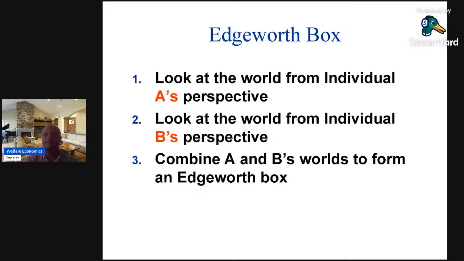The first one is looking at the world from individual A's perspective. The second is looking at the world from individual B's perspective. Now combine A and B's worlds to form the Edgeworth box. Edge words kana uumuuf moo allamaan isaanii walitti finnaa jechuudha.